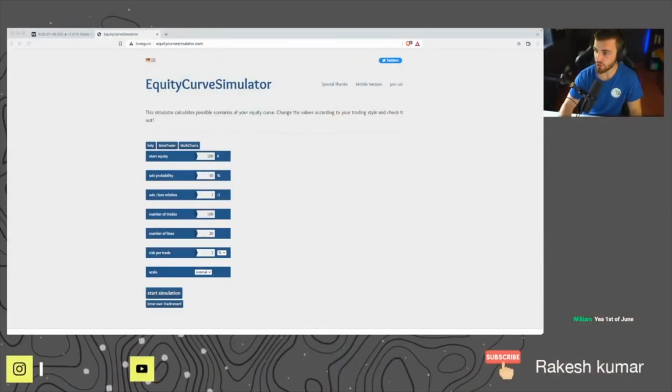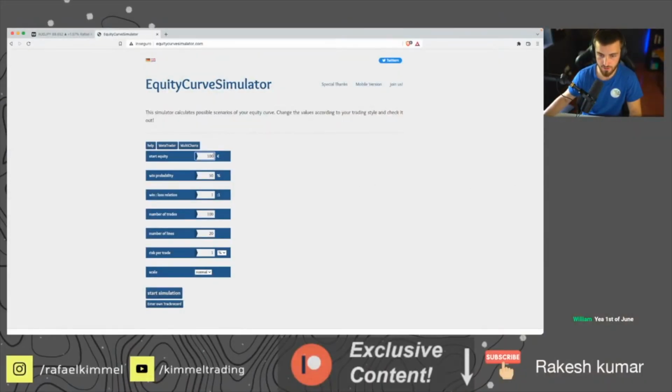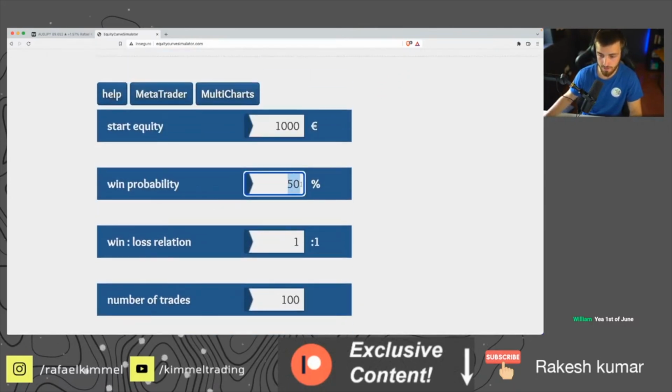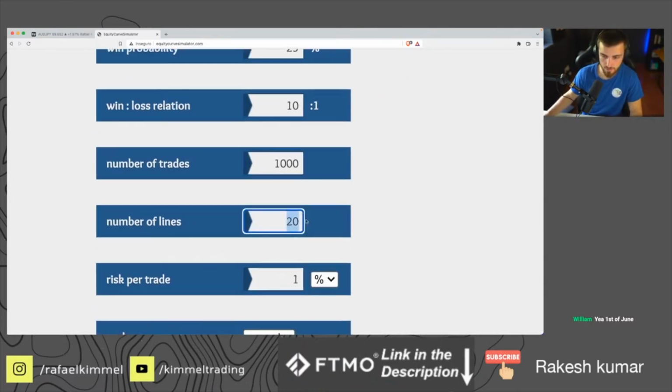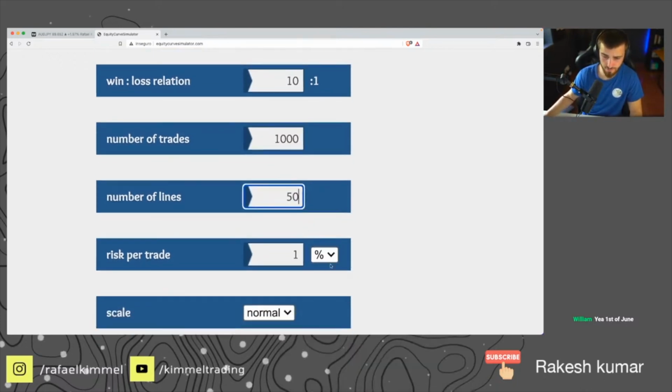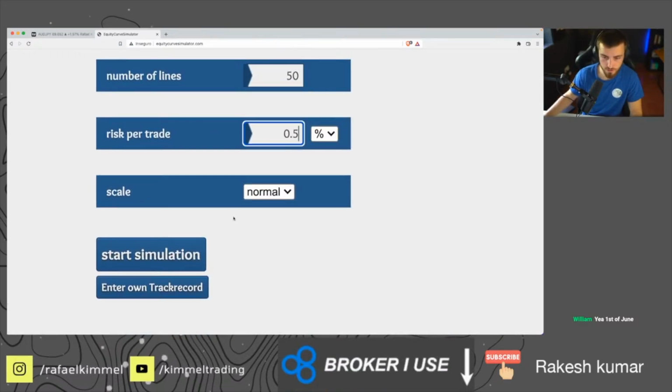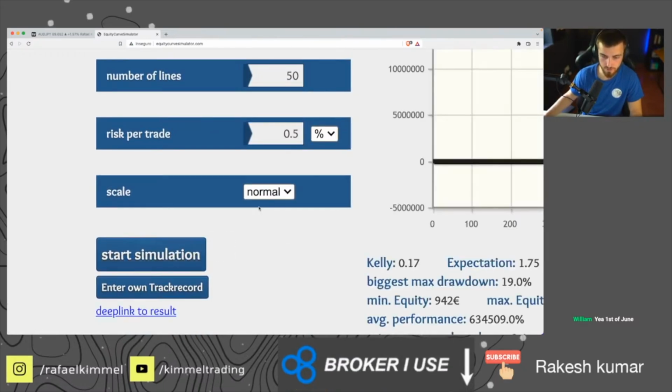But let's go to Equity Curve Simulator. Let's have a simulation of what we just talked about. So starting equity, $1,000. Win probability, let's say 25. Number of lines, let's do 50, whatever. And risk per trade, should we put 0.5? 0.5 and start simulation.